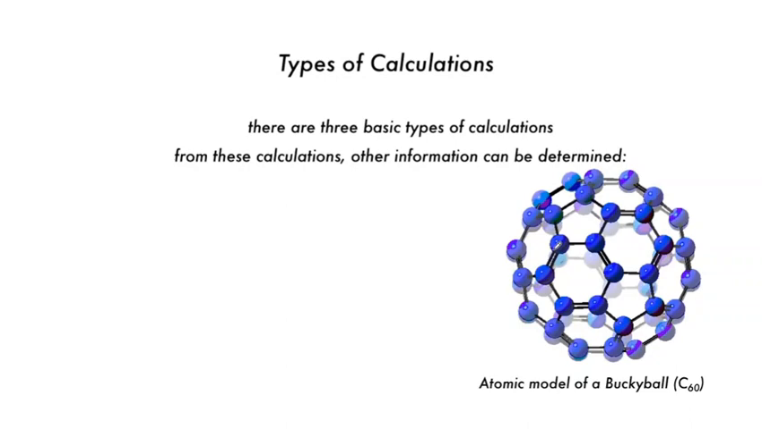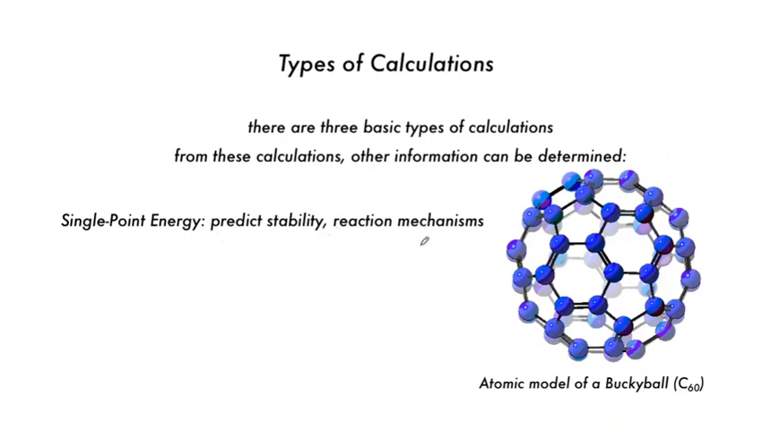So types of calculations. There are 3 basic types of calculations. From these calculations, other information can be determined. For example, here we have the atomic model of the buckyball, which is the C60, this geodesic shape. Single point energy predicts stability or reaction mechanisms. It doesn't attempt to move the atoms around at all. It just literally takes the structure that you've given it, and then it predicts the stability.